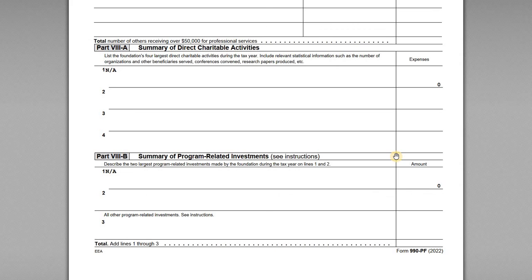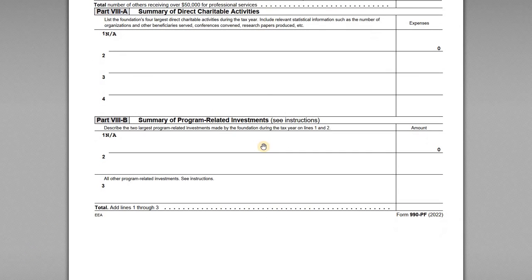All right, Part 8A and Part 8B, direct charitable activities and program-related investments. So for non-operating foundations, this is often going to be not applicable, right? Operating foundations actually are engaged in direct charitable activities, right? So if you're engaged in direct charitable activities, you would have entries here, but in our case, we're a non-operating foundation, so we just distributed amounts to charities that are actually involved in direct charitable activities.